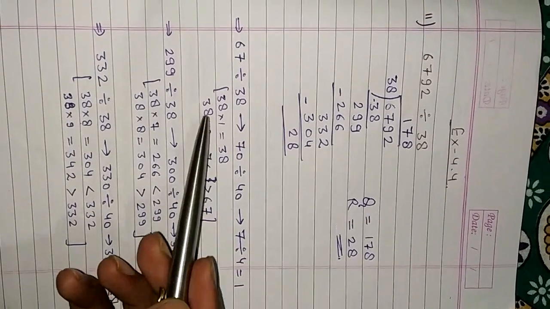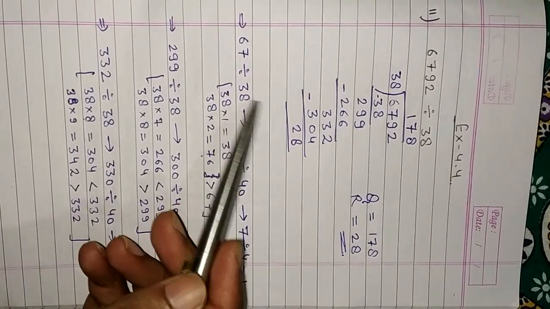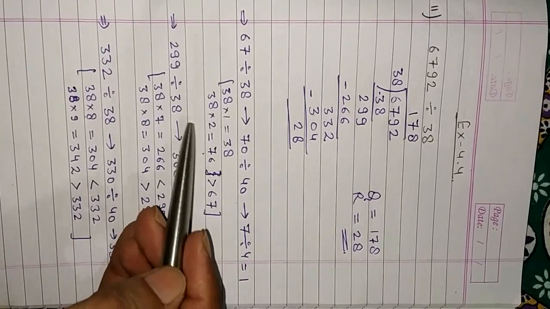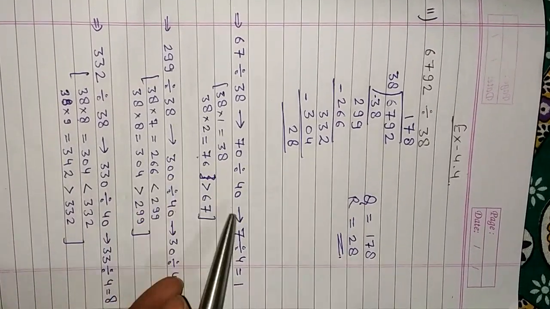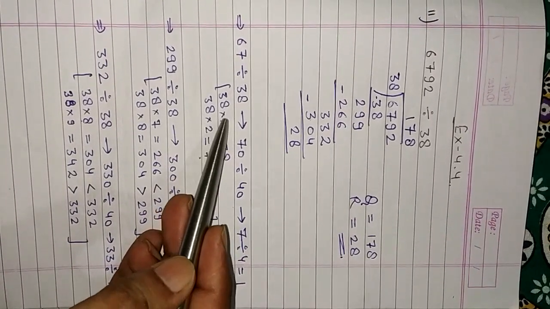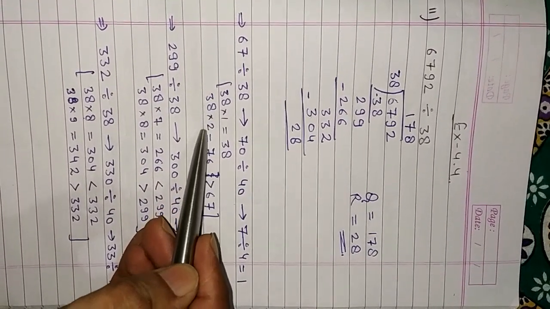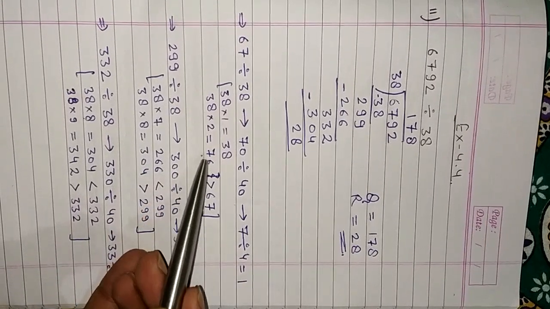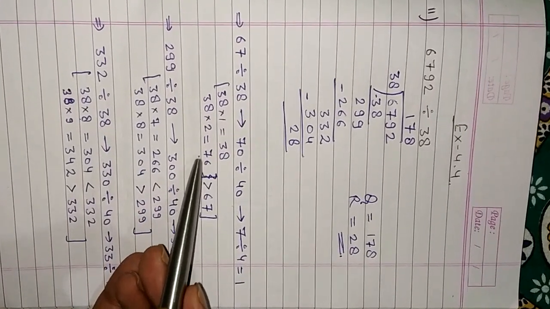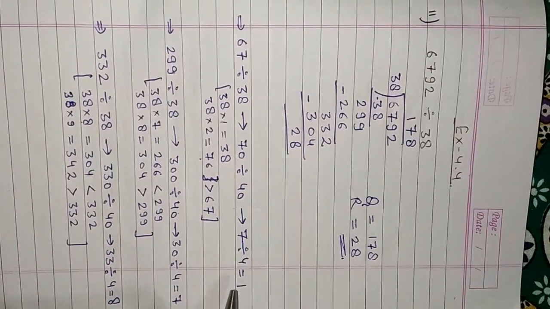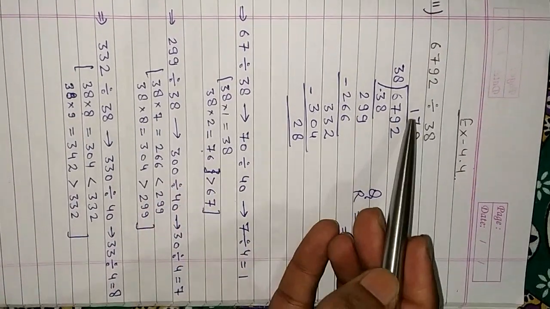Okay. Now check 38 into 1. The divisor into 1 is equal to 38. Okay. Now check for a number greater than 1, meaning 2. 38 into 2 is 76. But 76 is greater than 67. So we will start with 1. Okay.